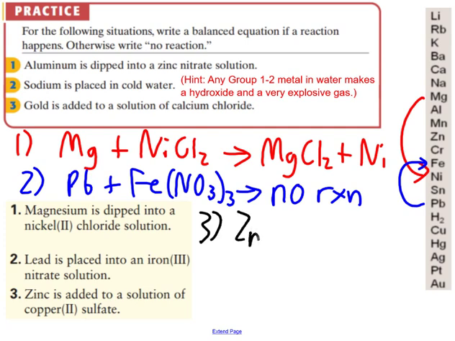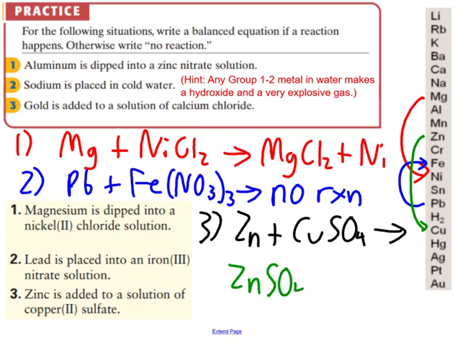Number 3. Zinc is added to a solution of copper 2 sulfate. Sulfate is a -2, so it's going to balance nicely with the copper. Alright, let's check it out. Can zinc replace copper? Yes, it can. And zinc, like the copper in this case, is a +2. So, ZnSO4 plus Cu. And nice and balanced. So that's single replacement in a nutshell.